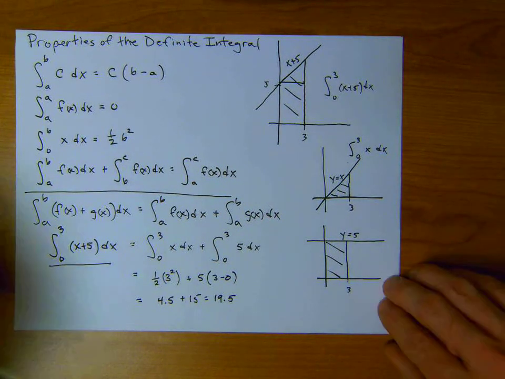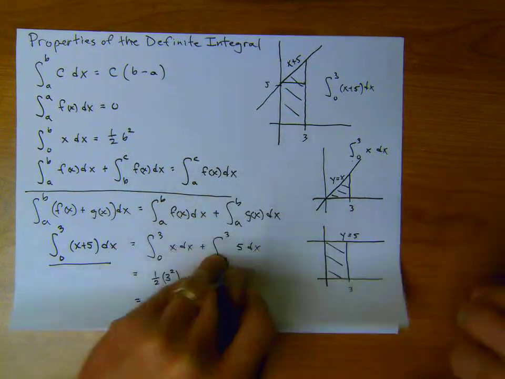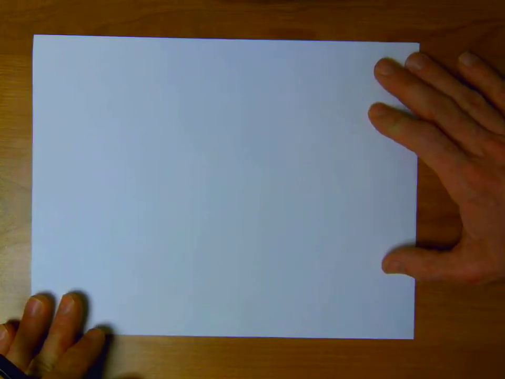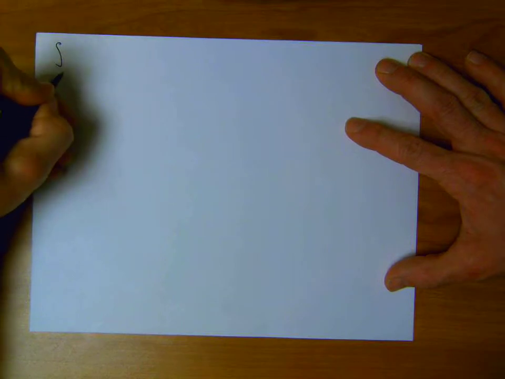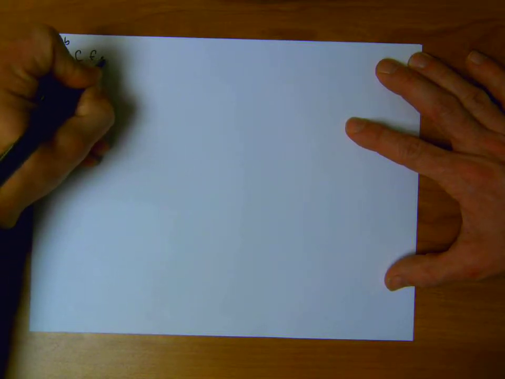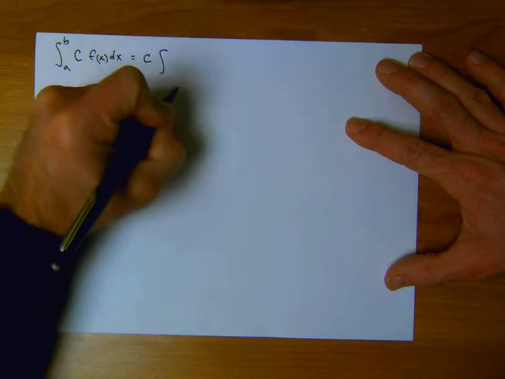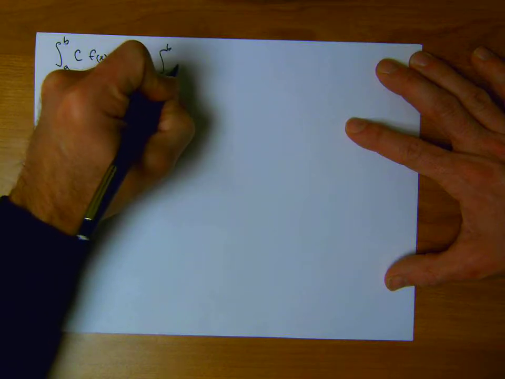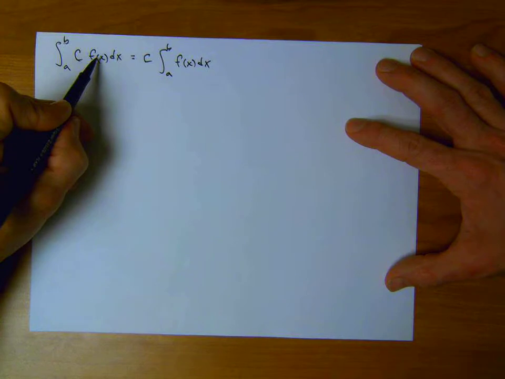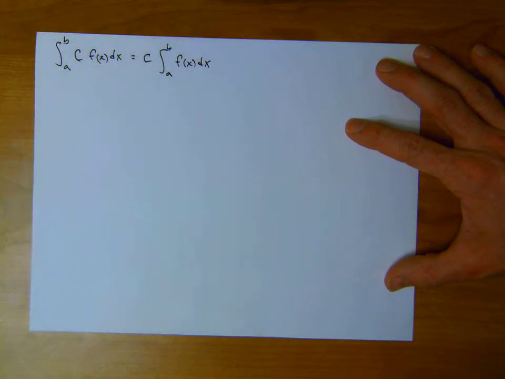A couple of other properties. We have the integral from a to b of a constant times a function is the same thing as the constant times the integral. All right. So if we take a constant times a function, the area under that curve from a to b is the same thing as the area under the curve times the constant.